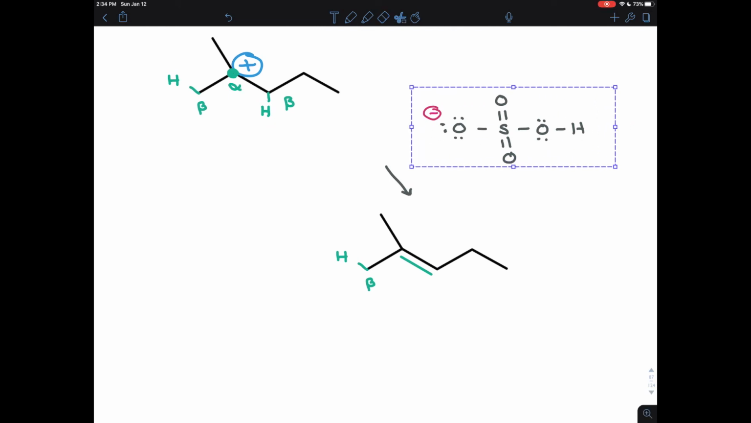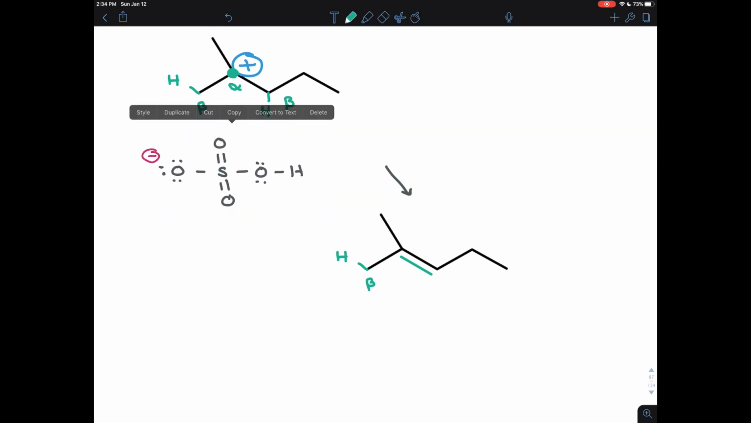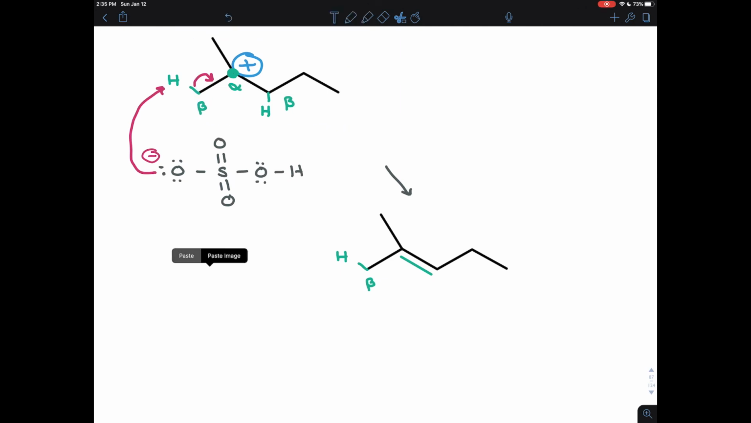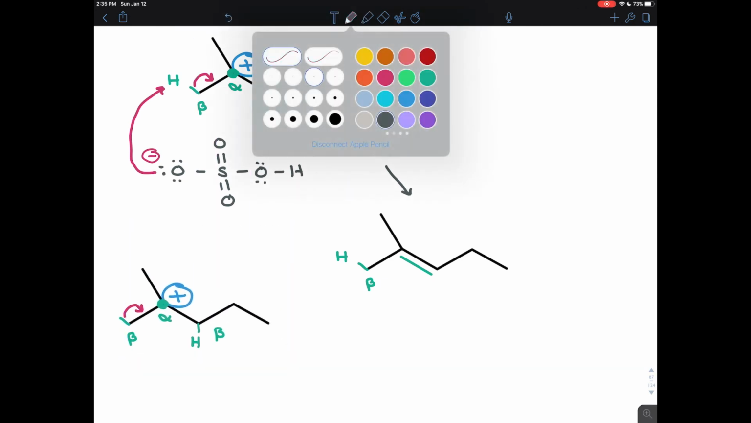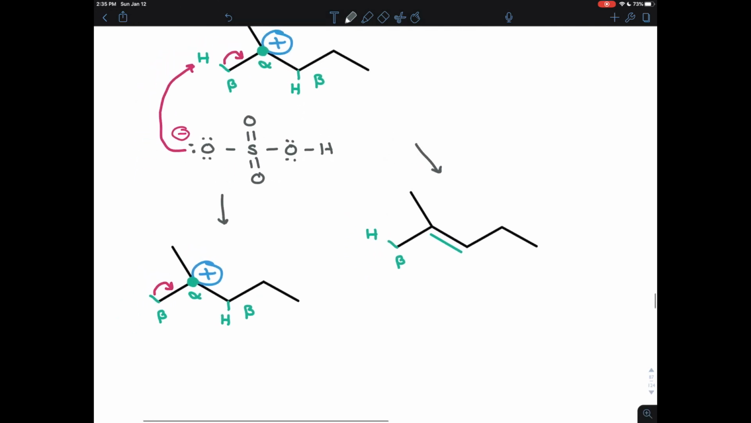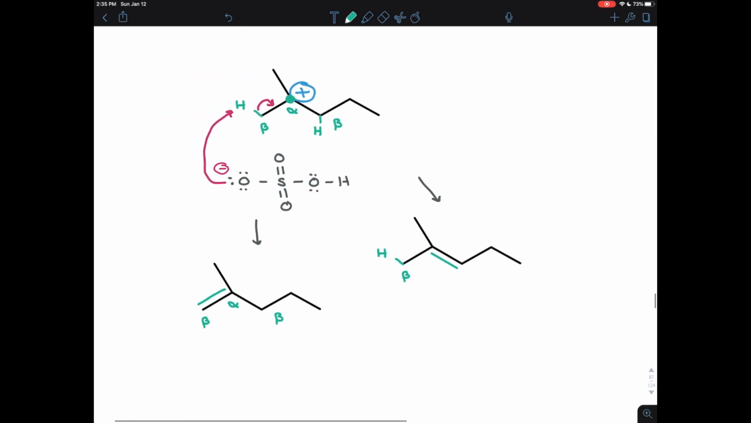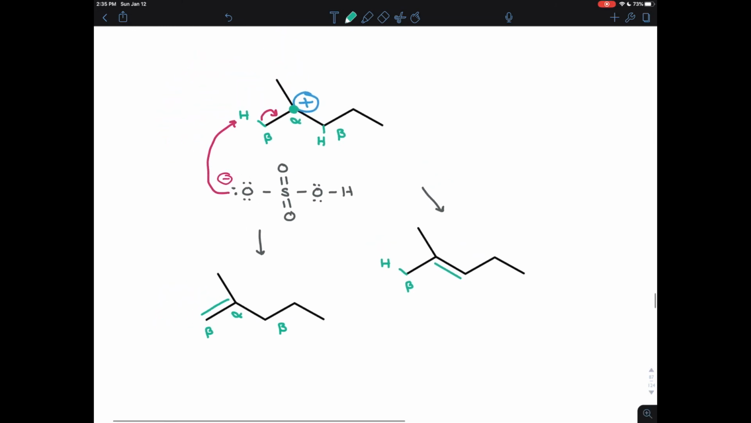On the other hand, this hydrogen sulfate could steal the other beta hydrogen. It could act as a base and steal this other hydrogen, and these electrons can go toward the positive charge, and you would have a different product. So these are 2 possible products you could get by just treating that original molecule with concentrated sulfuric acid.